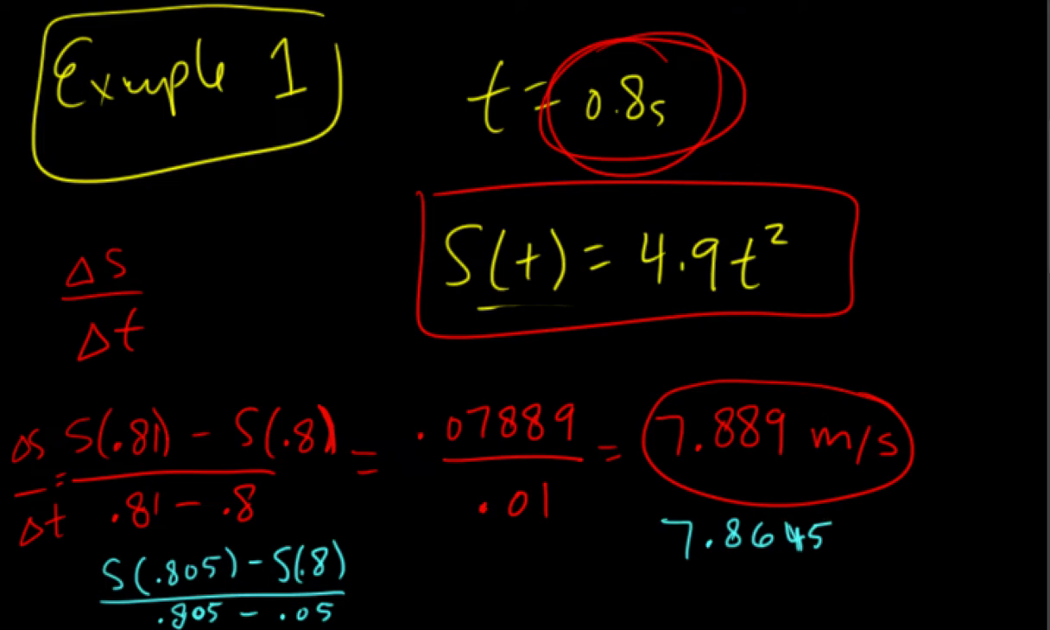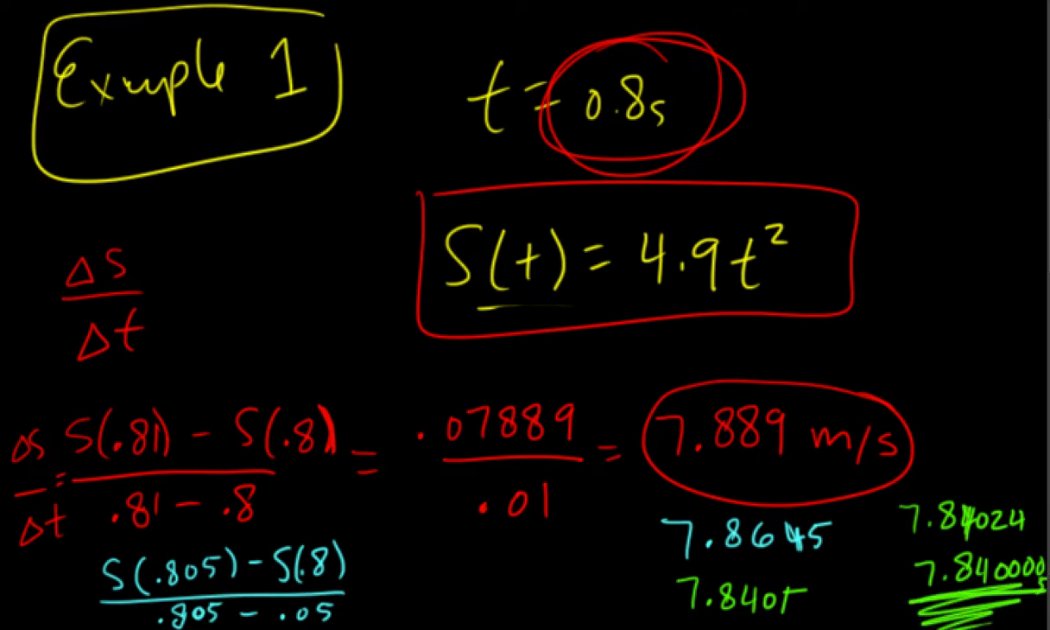this one. And then if we keep doing that, we're going to get 7.8405, and then 7.84024, and then 7.84000. I think that's four zeros and then a 5. So what we see is as we make our distance from the initial time that we're looking at smaller, we're getting closer and closer to 7.84 meters per second. And so that's a good estimate for the instantaneous velocity for this problem.